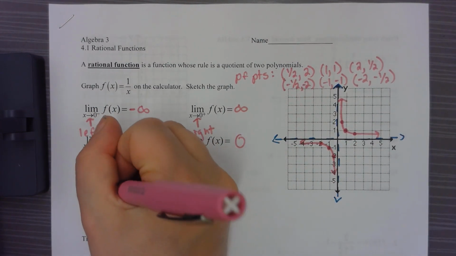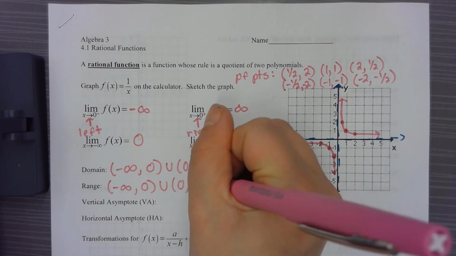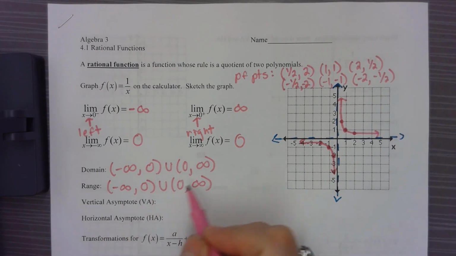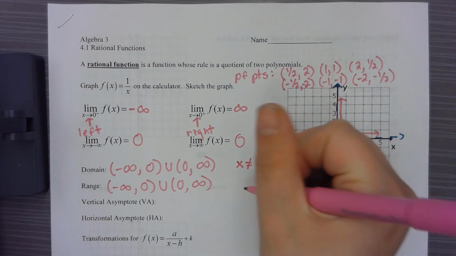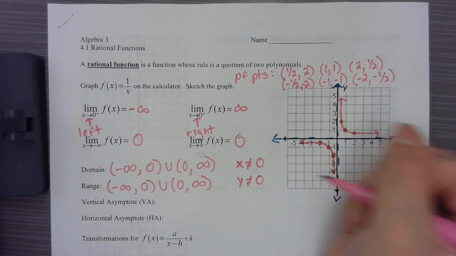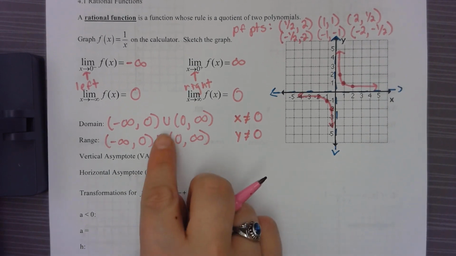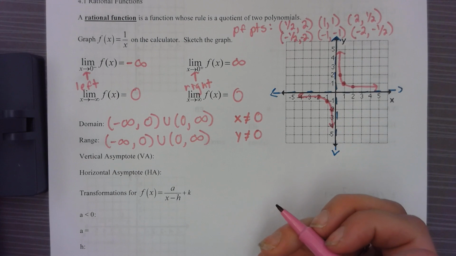And our range is pretty much the same thing: negative infinity to 0, union 0 to infinity. So this is how we'd write it in interval notation. Another way we could write this is that x does not equal 0 or y does not equal 0. And that's because at those values in this situation, we have some vertical and horizontal asymptotes.